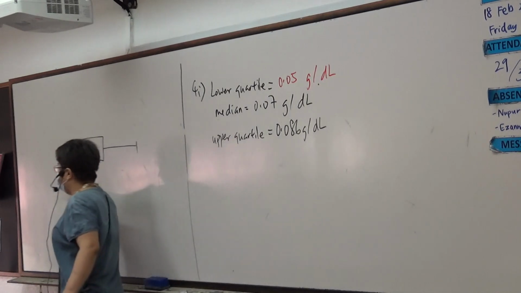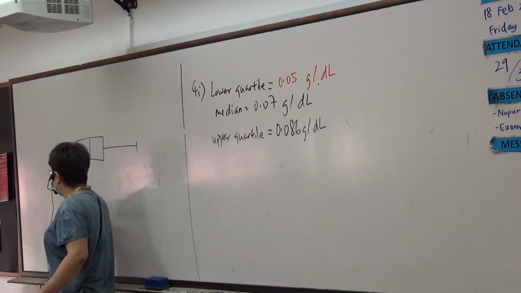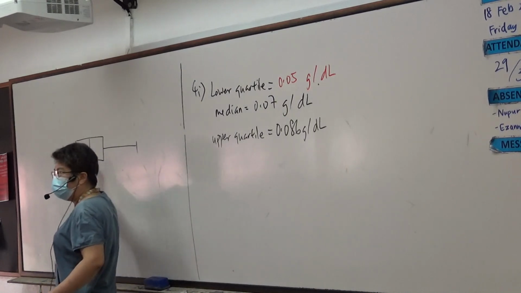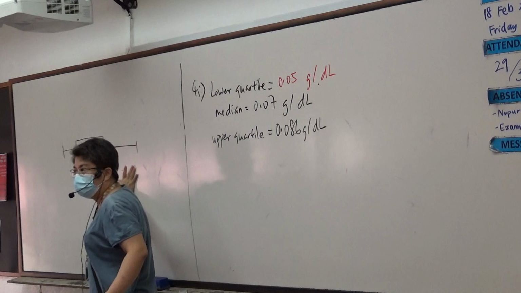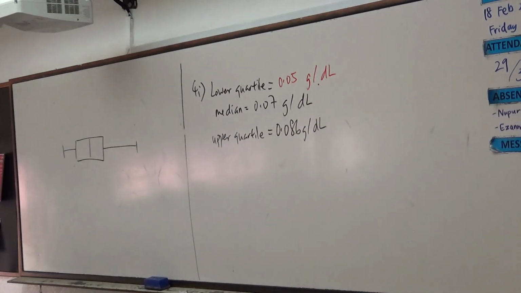This is the lower 25%, correct? This is the higher 25%. Can you see that lower 25% is less widely spread? The upper one is more widely spread, right? Can you see what I'm talking about? Okay, so how would you write nicely? Okay, let's take a look.